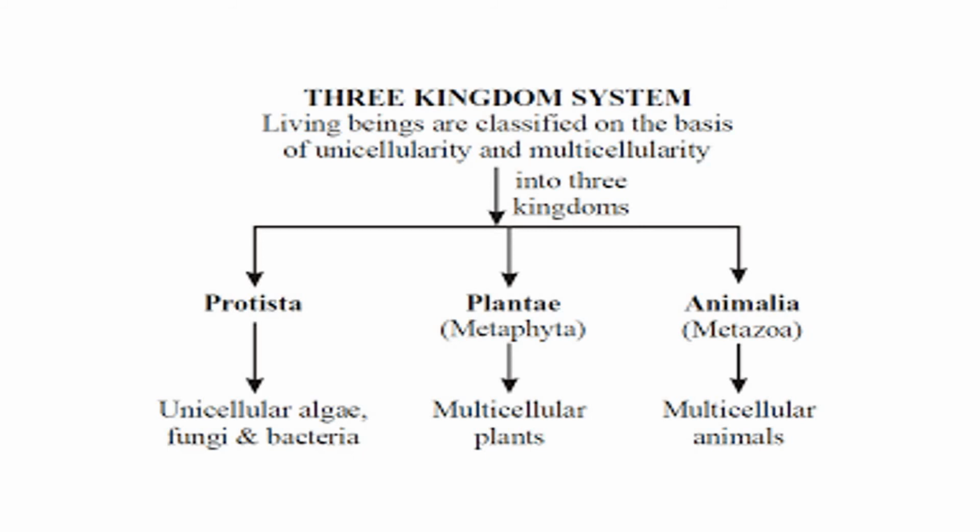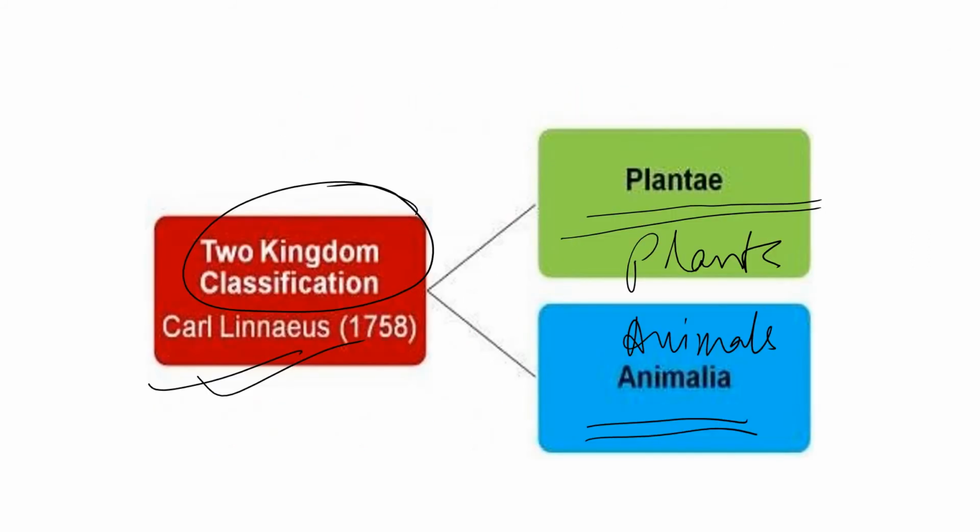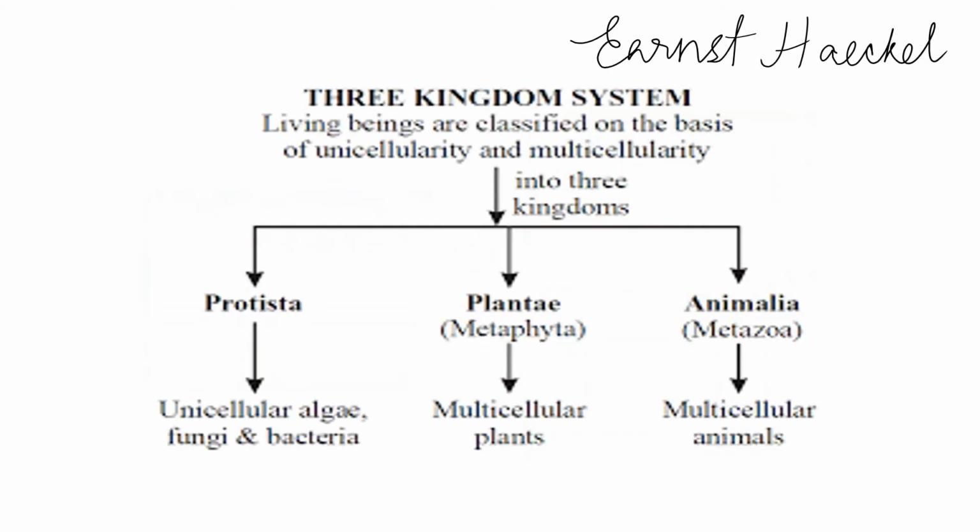But then Ernst Haeckel, he was also another scientist. He thought that Carl Linnaeus had divided organisms into two kingdoms, that is the Plantae and the Animalia. Yet there are certain organisms which cannot be included in either the plant kingdom or the animal kingdom. So what to do? So Ernst Haeckel came up with the three kingdom classification. And what did he do? Another kingdom of classification came out to be Protista.